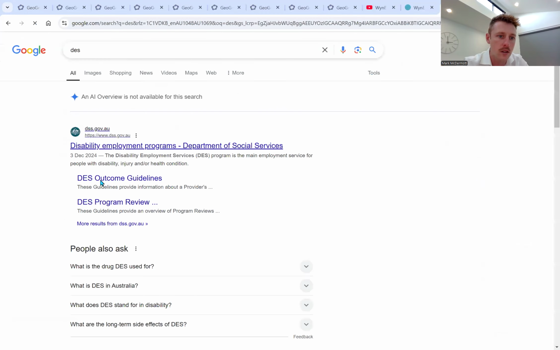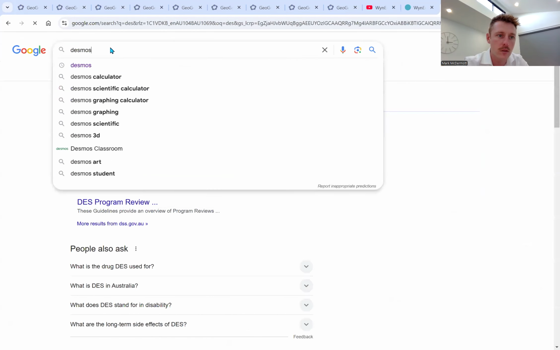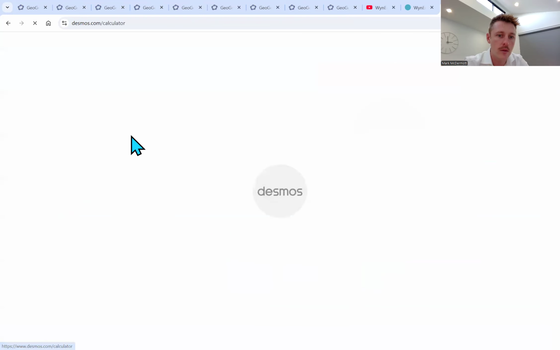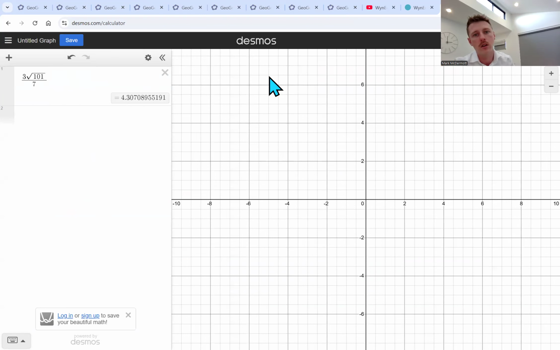Don't believe me? Let's check. Desmos. Desmos is great just for quick calculations. Can I remember it? Probably not. 3 square root 101 on 7. 4.307, which rounds to 4.31. So we're on the money.